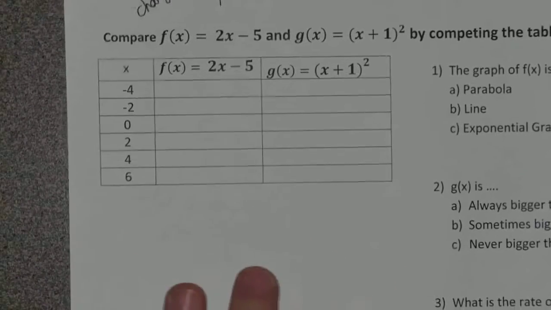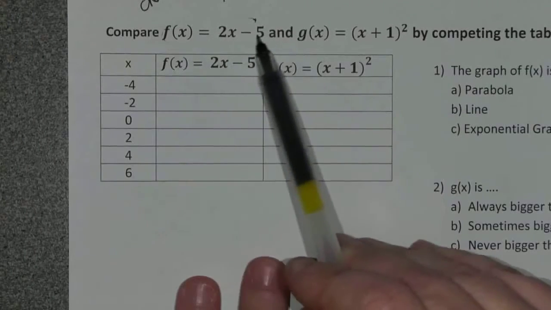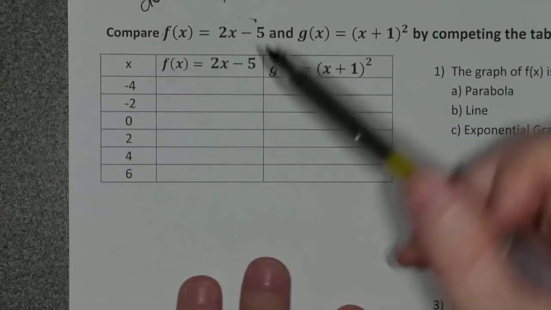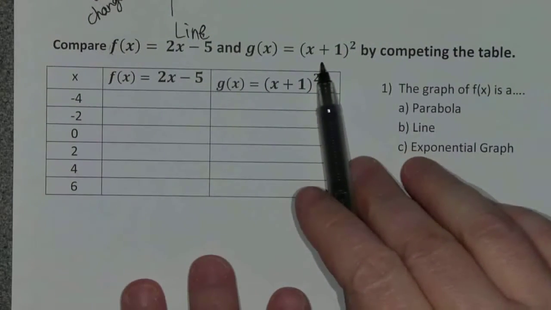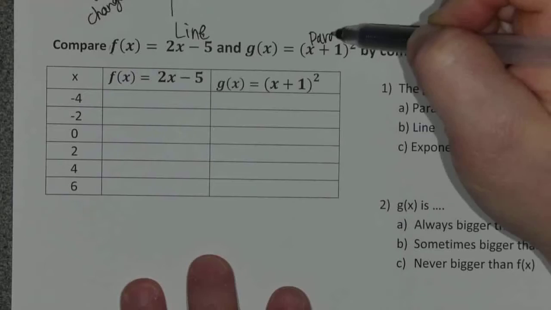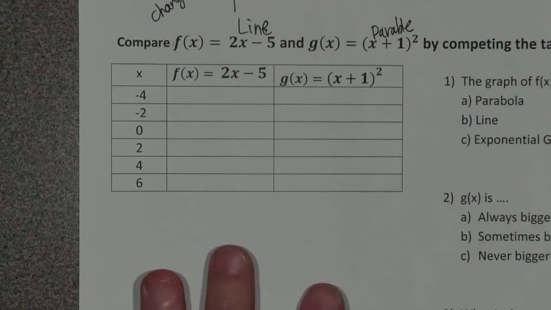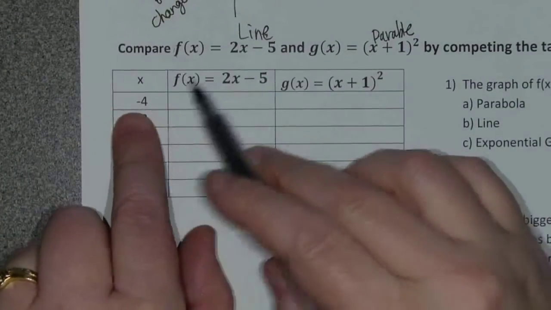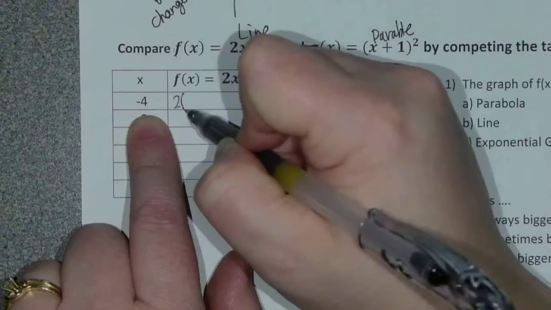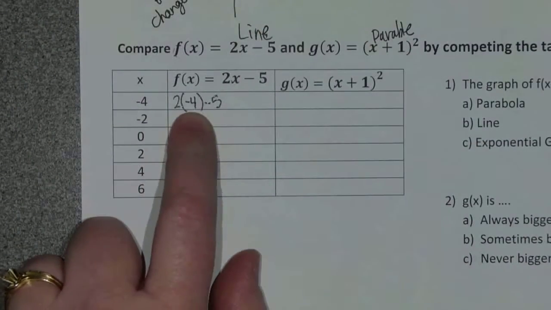All right, second set of functions that we're comparing. Anybody know what this one's a graph of? That's a line, good. And this other one right here is going to be a parabola. What do you think is going to grow faster, the line or parabola? Anybody have a guess? Yeah, I don't know. Let's compare the numbers and see, should we? Okay, we're going to put -4 in here every time we see an x. So 2 times -4 minus 5 gives me how much?